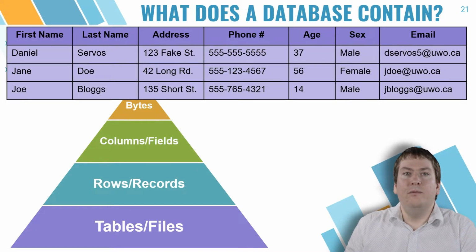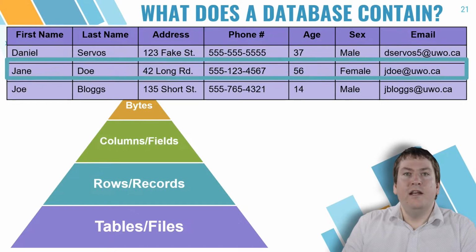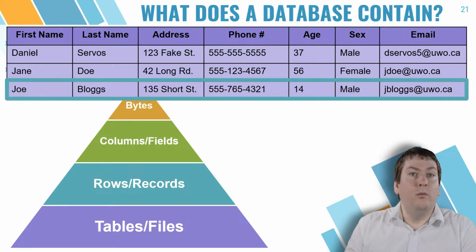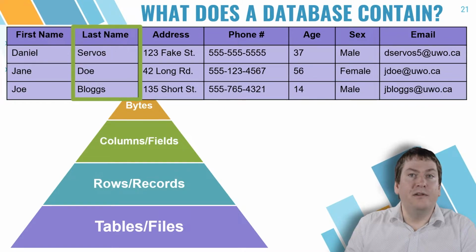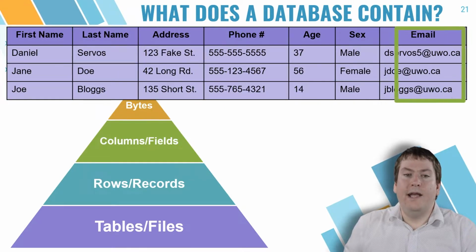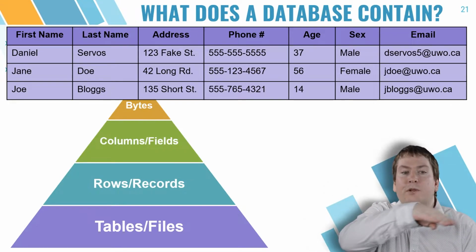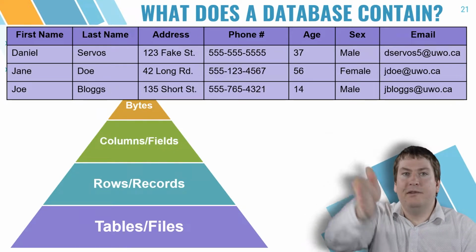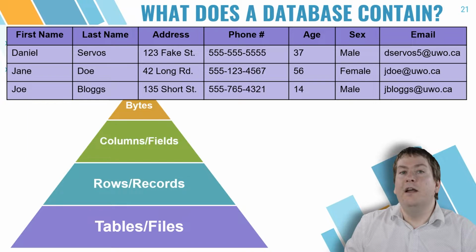For example, we might have a table that describes our employees like this. The table contains multiple records. Each row is a record describing one employee. Similarly, the fields become the columns of this table. So we have rows that go like this, which are the records, and we have columns that go like this, which are the fields. And the whole thing is a table or a file.